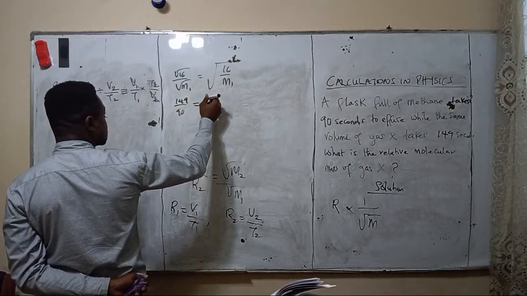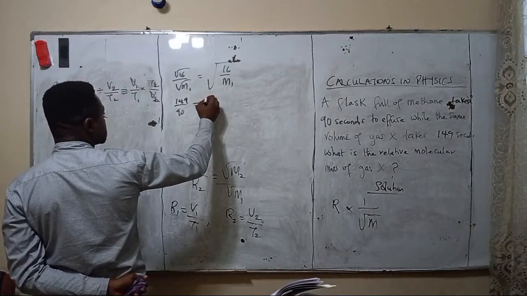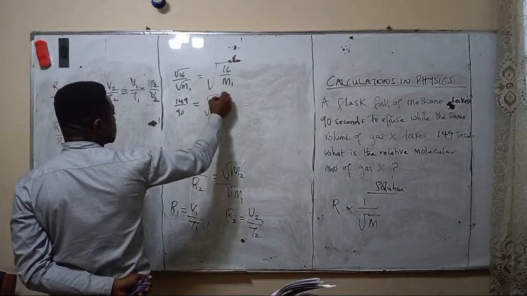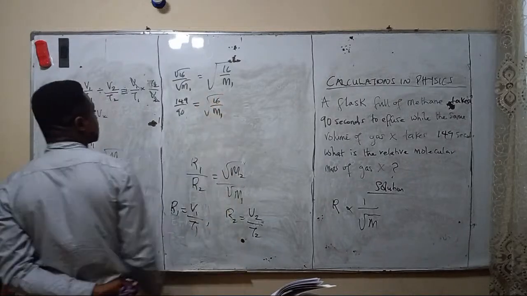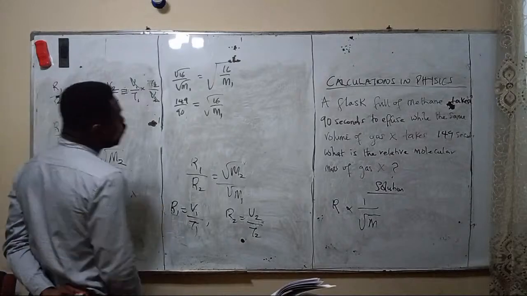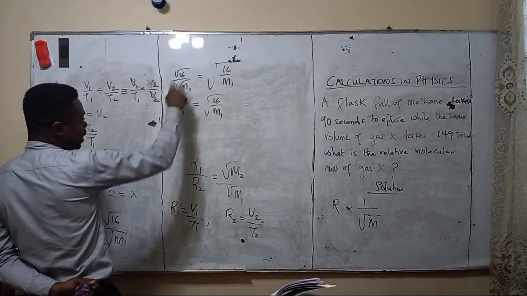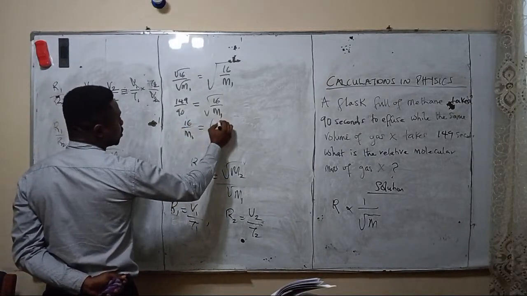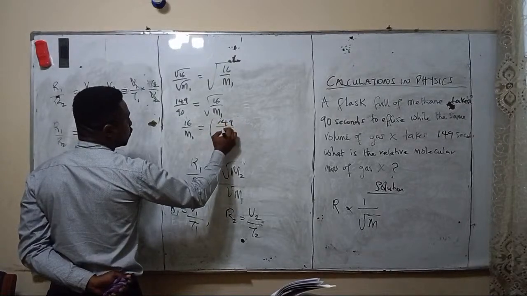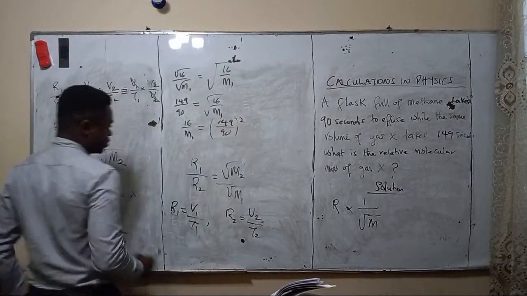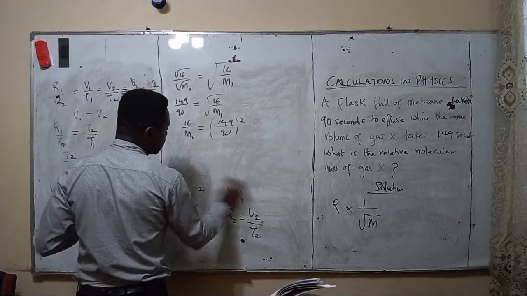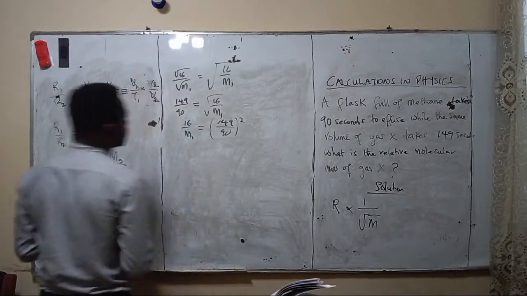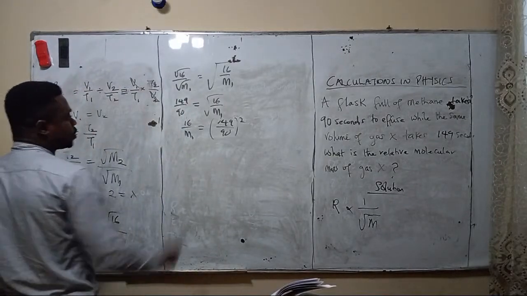Or we may not even go there, but let's just see. It is equal to 16 over M1. That's the meaning. Also, moving this to this side, it will square this side. So we have that 16 over M1 is now equal to 149 over 90, all squared.